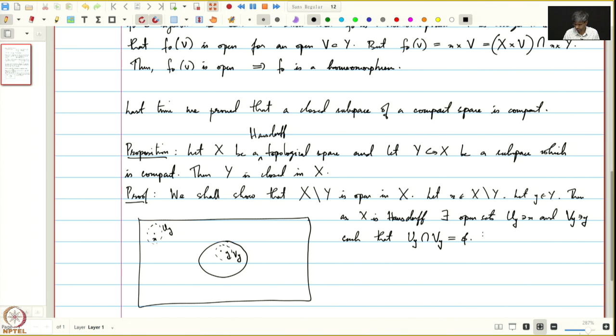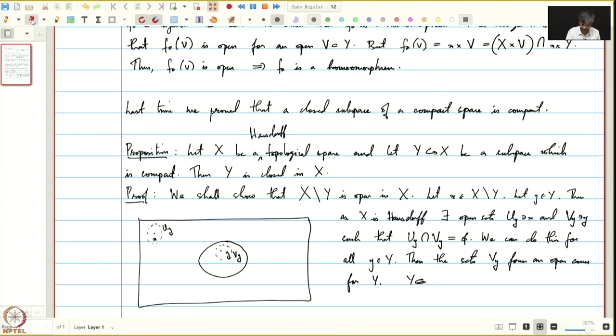So we can do this for all y in Y, right? So then the sets V_y form an open cover for Y. So that is, we can write Y as, so Y is contained in this union, y in Y, V_y.